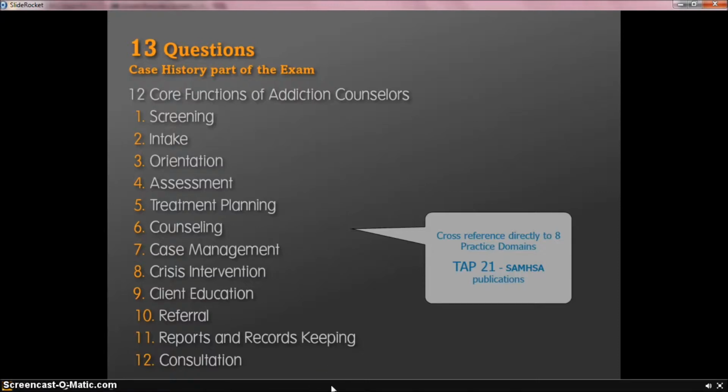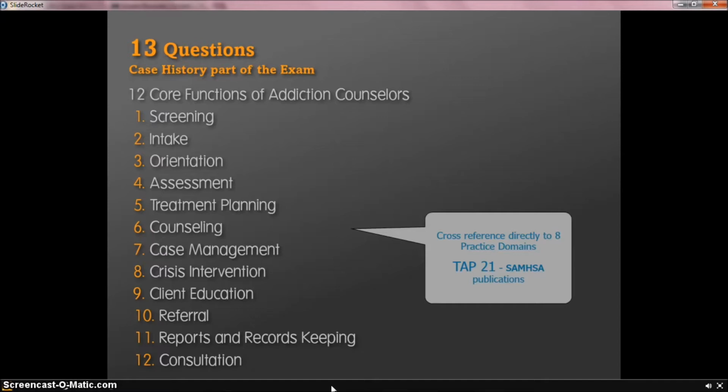For the case study, you will basically have to identify each of the 12 core functions, and you will have a case study where you have to decide whether the core functions were conducted as they're supposed to be or if they were skipped. So read carefully, because maybe you're going to have a case study where the screening process never happened, or the orientation never happened, or maybe there was a referral but it was not conducted as it's supposed to be.